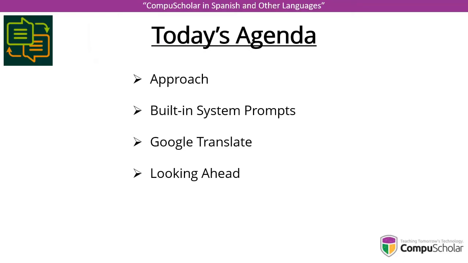Today we're going to start by reviewing our overall approach to translation, and then we'll review what you can do with our built-in system prompts in our own learning management system. And we'll spend most of our time looking at Google Translate, which is a tool that we'll recommend for auto-translation of text content, and then we'll look ahead to some other options as well.